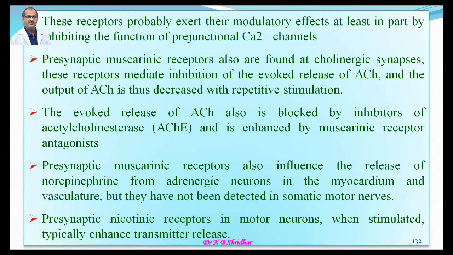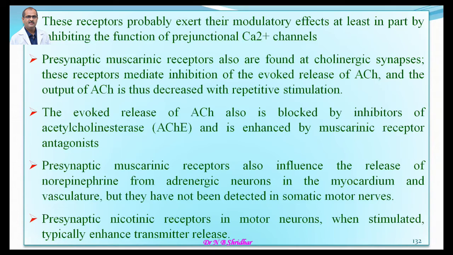So please read this particular Goodman and Gilman. These sentences are taken from the Goodman and Gilman. Read it several times so that you can understand it very clearly. Presynaptic muscarinic receptors are also found on the cholinergic synapse, and the output of acetylcholine is thus decreased with repetitive stimulation.